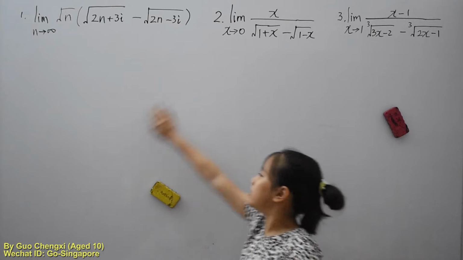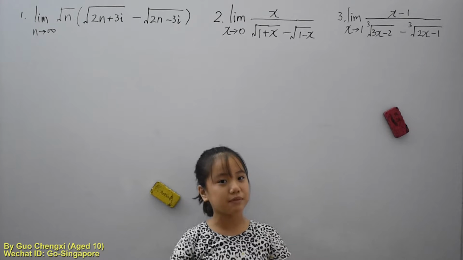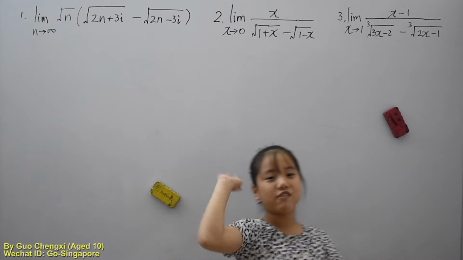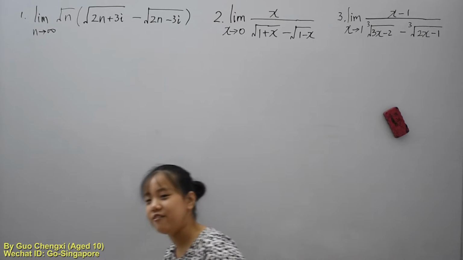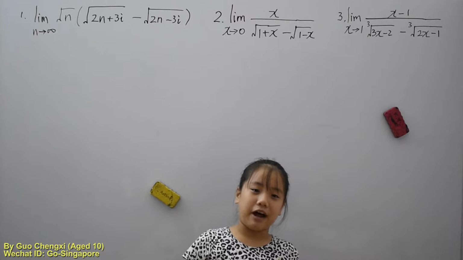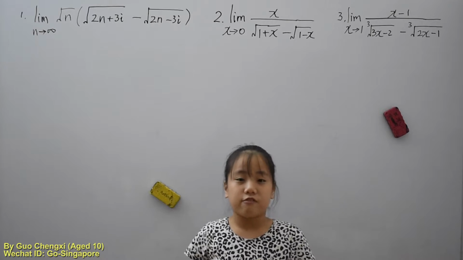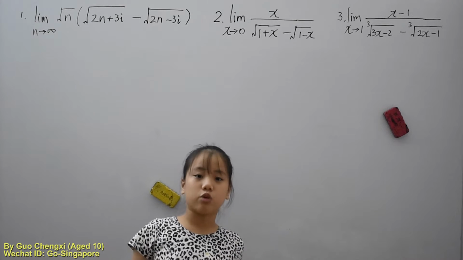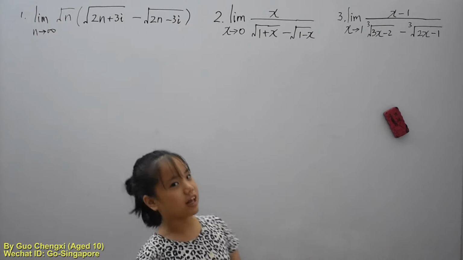Primary School. So for this lesson, we'll still be continuing with the method of limit calculation. We have revised 4 methods. The first method, direct substitution. Second method, factorization. Third method, conversion between infinity calculation to infinitesimal calculation. And the last one, rationalization.